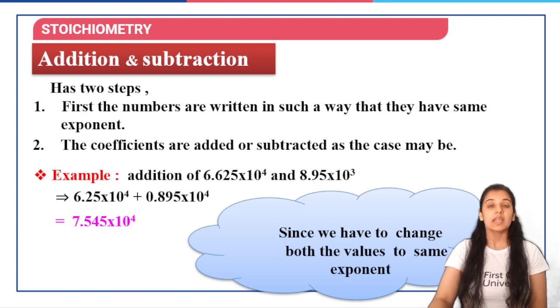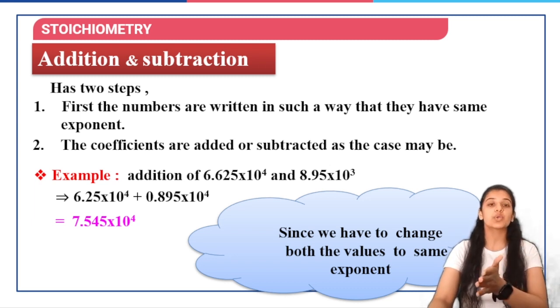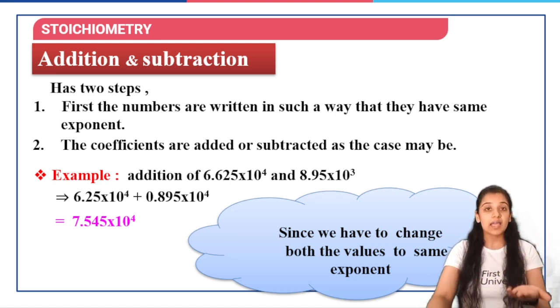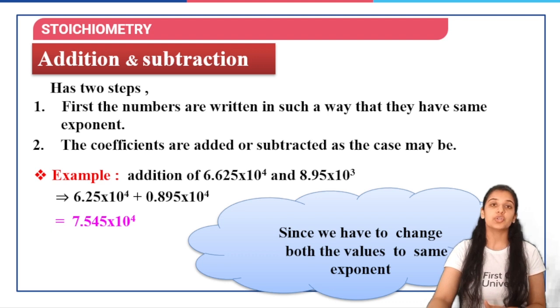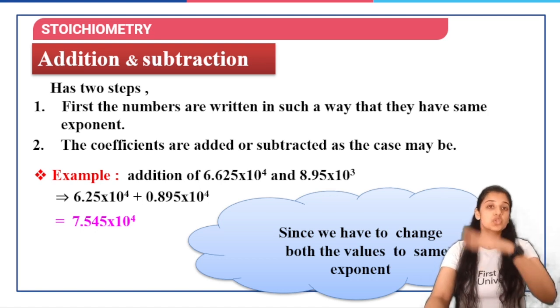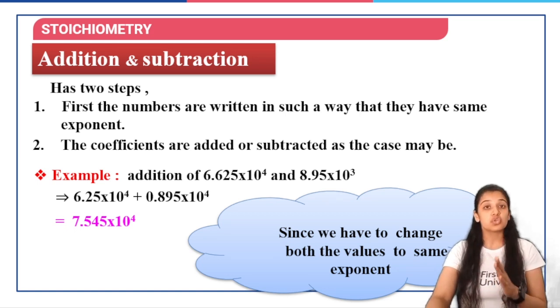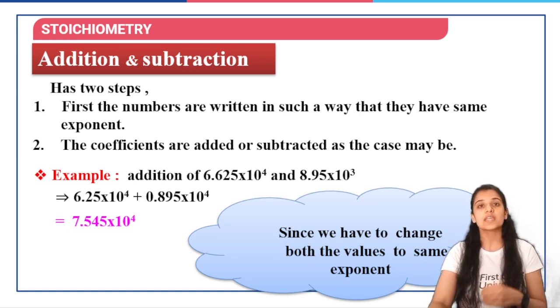Now, had you done it in the other way that I just told you, that was converting both into 10 to the power 3 terms, then you would have had 66.25 plus 8.95. The answer would have been 75.45. Again, you would have to convert it back into the scientific notation, that is decimal after one place. So you would again have to move the decimal to the left hand side, adding one power. So you would have had to do it twice, which is not something that is preferable for saving time.